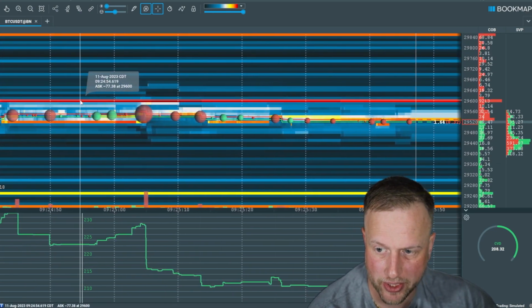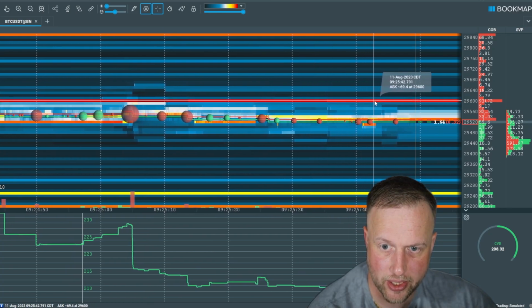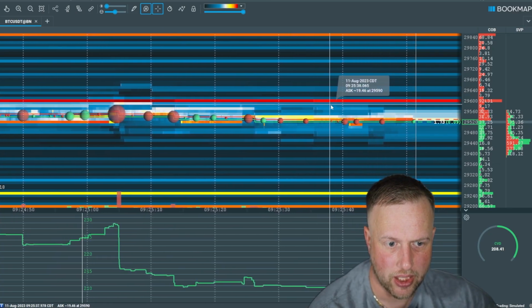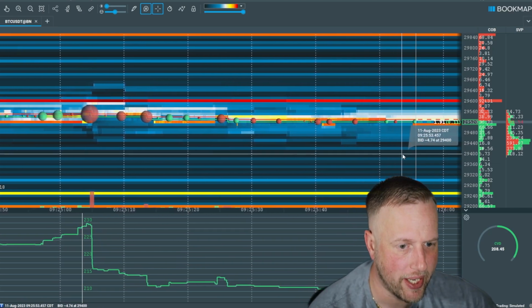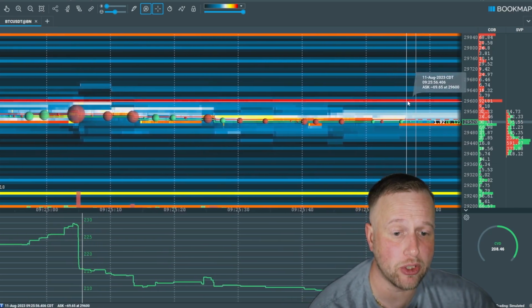You can see how it's super dark, getting a little bit lighter here, but still strong. So unless it gets pulled, we should bounce to the downside off of this. So this might be a good place to look for a short.